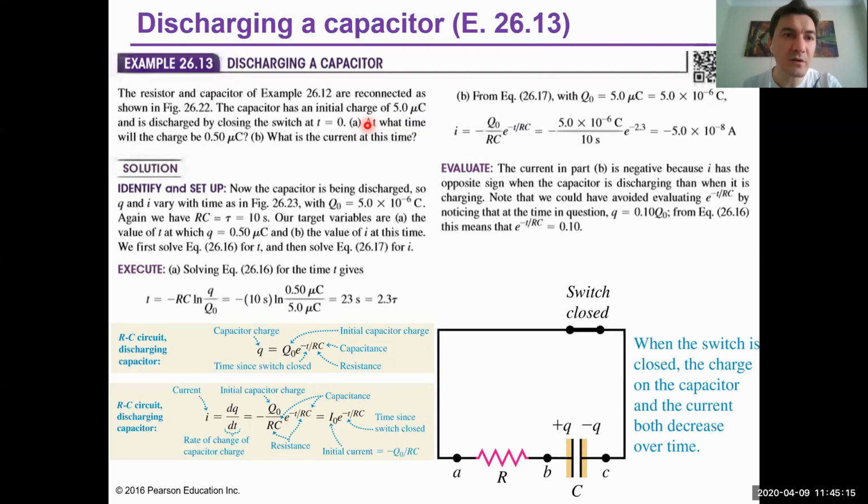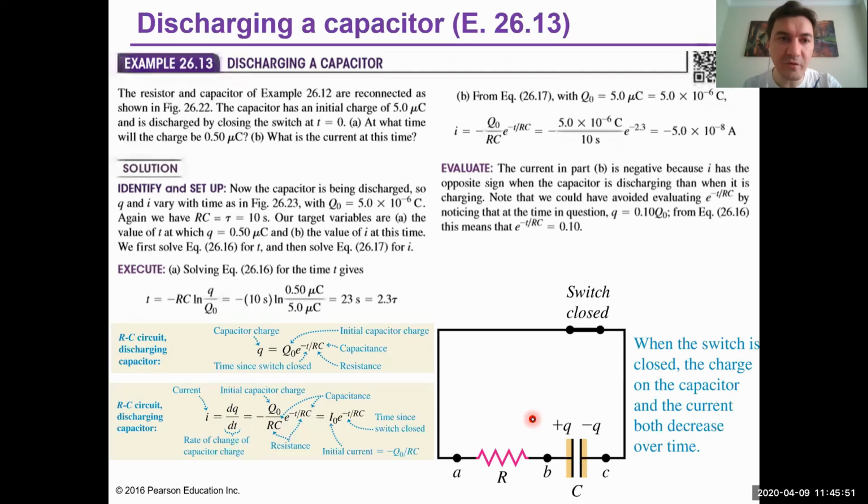At what time will the charge be 0.5 microcoulomb? At the beginning, the charge here is 5 microcoulomb. When the capacitor is fully charged, after a certain time, the charge on the capacitor will decrease to 0.5 microcoulomb. But at what time will we reach that charge on the capacitor? This is asked. And what is the current at this time? So the current is also asked.